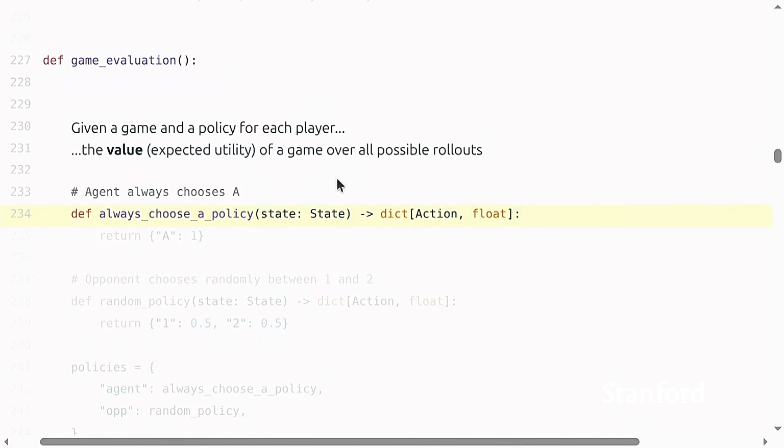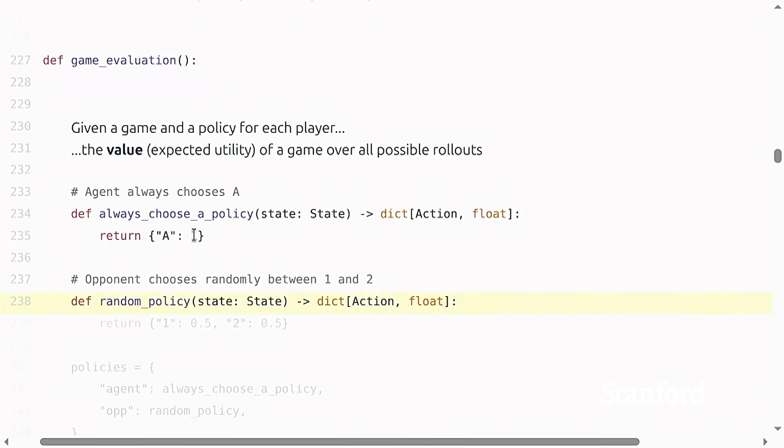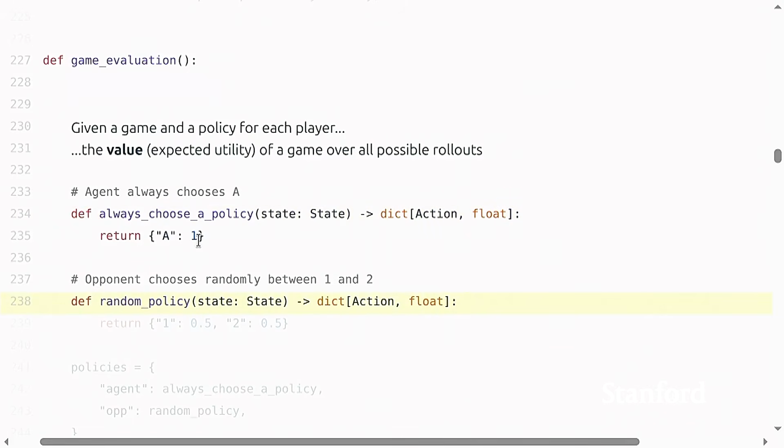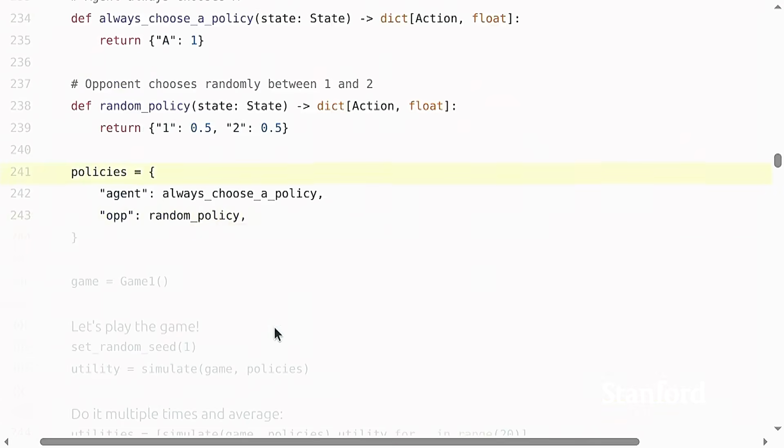Because in general I'm going to consider stochastic policies, this is going to return a dictionary mapping each action to the probability of that action. So if I'm in a deterministic policy, I just see the action : 1. So with probability 1, I'm choosing A. The opponent, let's say, chooses randomly between 1 and 2. That's going to be represented by 1 has probability 0.5 and 2 has probability 0.5. Now I'm just going to pack these policies into policies, and that's going to determine the policies of all the players. And now let's play the game.